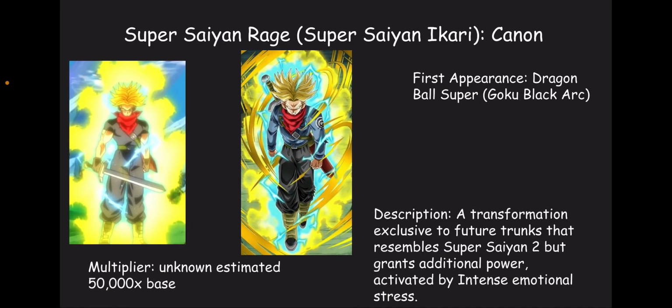Now we have Super Saiyan Rage. This is unknown. I put this at 50,000 times base, mainly because Trunks was kind of weak, I'm not going to lie. He was kind of weak in the future arc, when we go to the Goku Black arc. And then this transformation made him able to hold his own. So having it at about half the amount of Super Saiyan God, let's say, is a good rough point for it. But this is unknown. This is just my estimate.